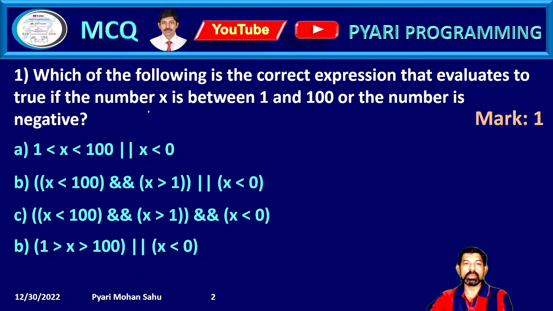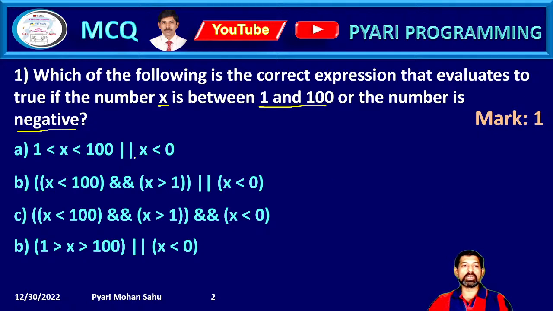The number is stored in x, which must be between 1 and 100, and also it says that it must not be negative. So either the number is between 1 and 100 or it must not be negative. In that case, what should I do? Your options are available as early as possible. I am giving you the options.